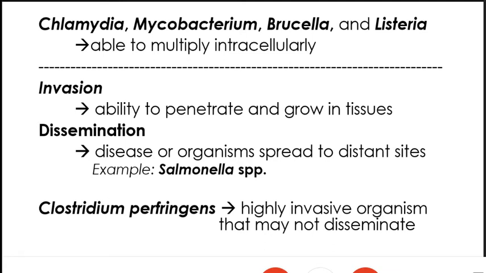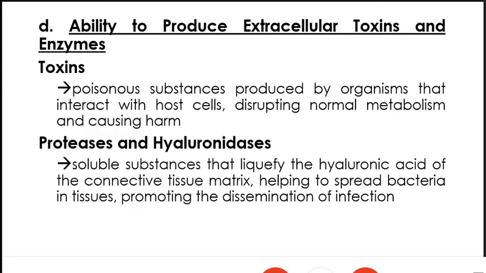So, an example of a microorganism that is highly invasive but may not disseminate is Clostridium perfringens. It is highly invasive that it can get deeper, because with invasion there is layering of our tissues, so that it can get deeper into the tissue. Whereas, if we say the ability to produce extracellular toxins and enzymes, let's get into Raika.